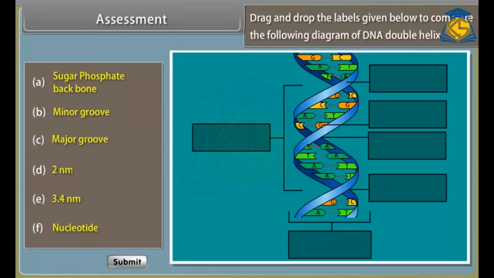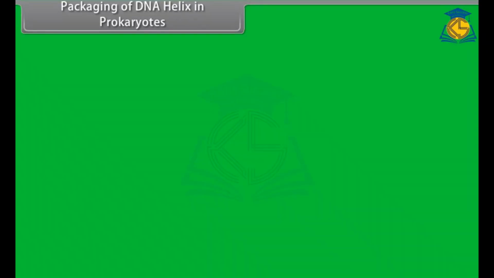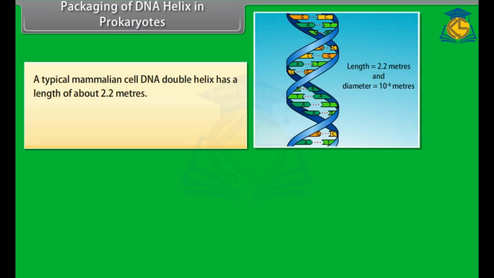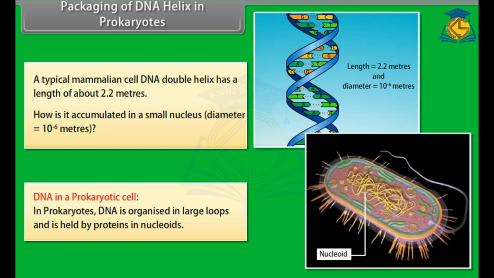Assessment. Before proceeding further, let us know how much you have learned. Packaging of DNA helix in prokaryotes. A typical mammalian cell DNA double helix has a length of about 2.2 meters. How is it accommodated in a small nucleus? In prokaryotes, DNA is organized in large loops and is held by proteins in nucleoids.